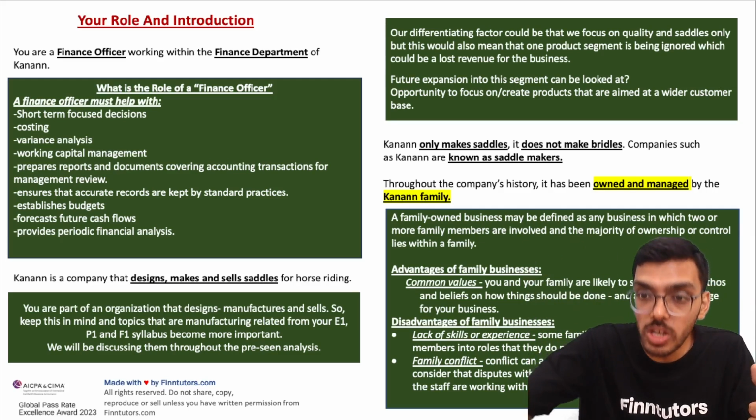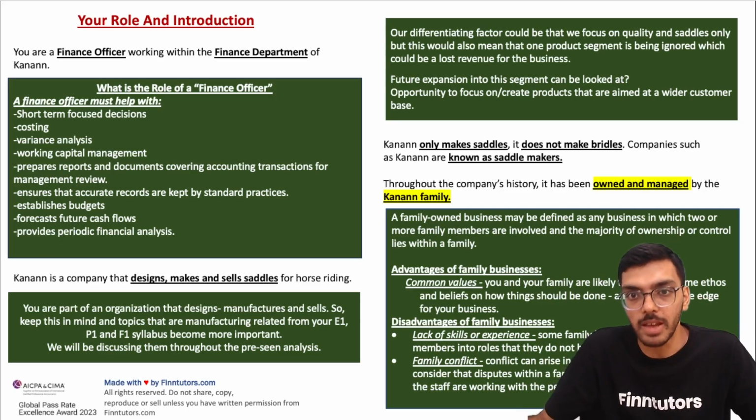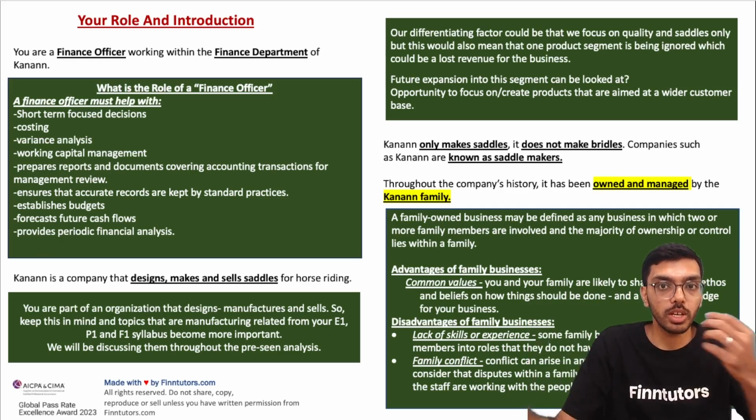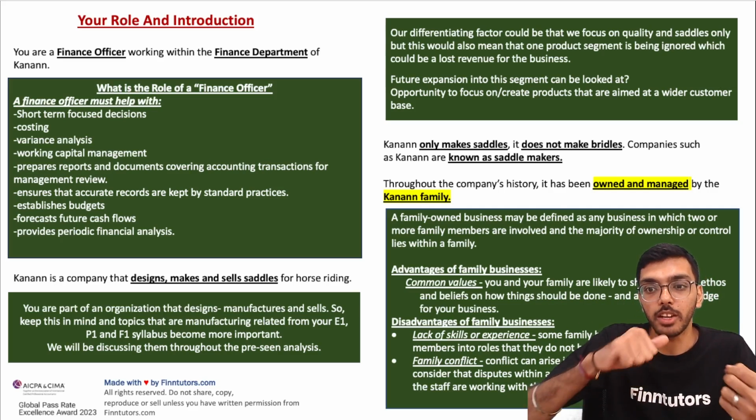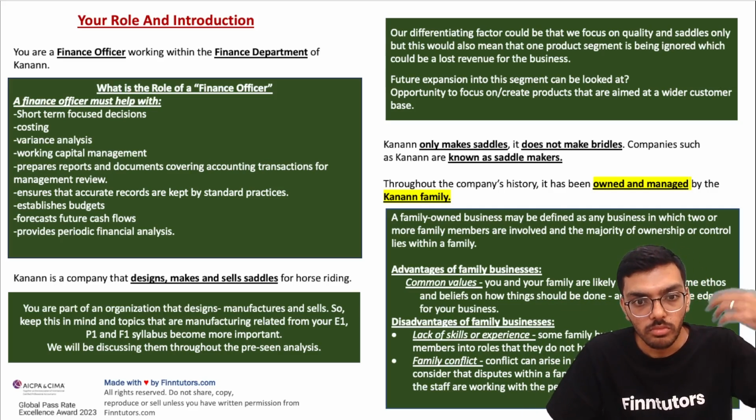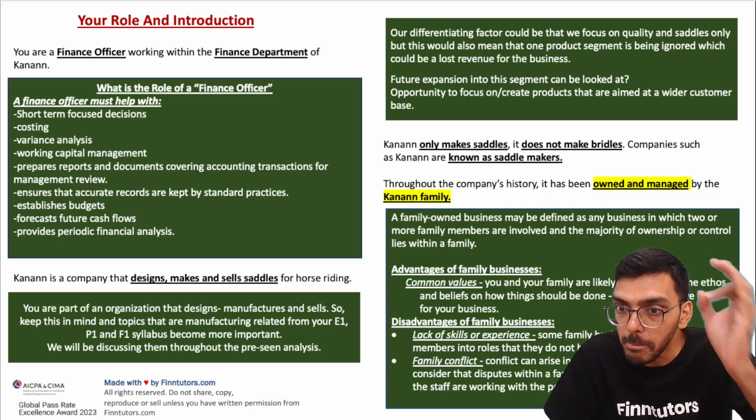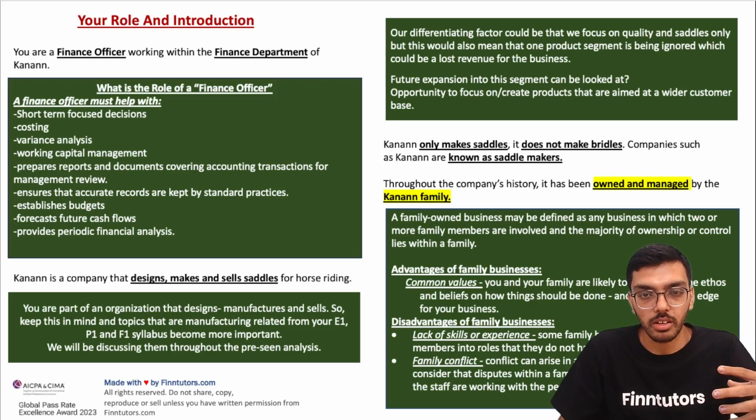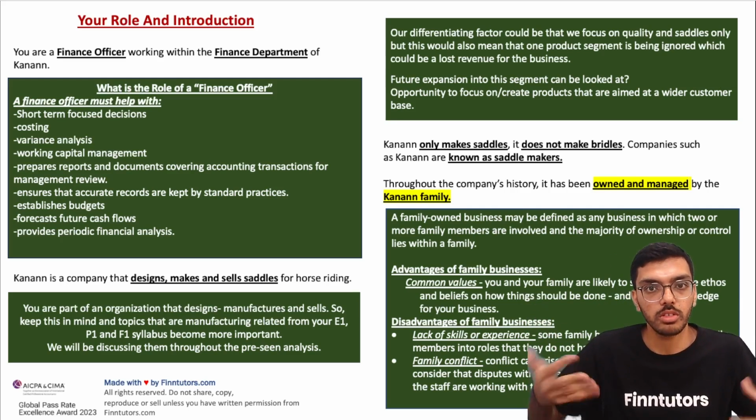So you are covering manufacturing related topics like, for example, direct material variance, direct labor variance, total quality management, just in time. All of these become important because from the manufacturing company perspective, these are very relevant. And we'll be discussing them throughout this synopsis.